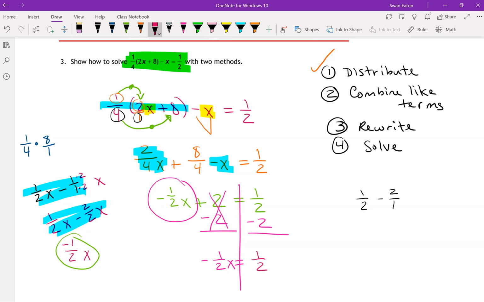Now I need to do the opposite of this, and the opposite of division is multiplication. So I'm going to multiply by a -2/1. I forgot to put the multiplication symbol there. And then this is multiplied by a -2/1, and it looks like it's going to be 1, but I don't think that's the right work. I made a mistake here.